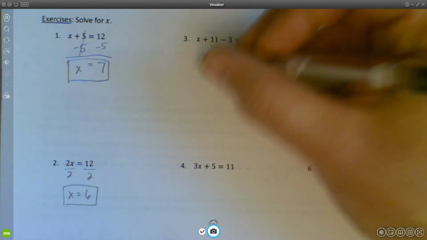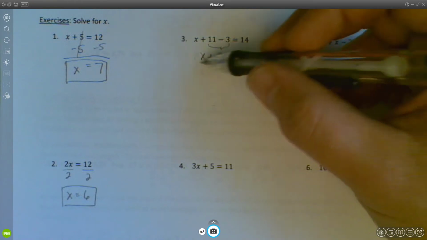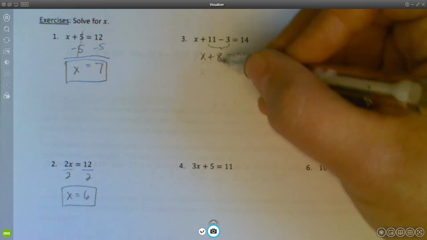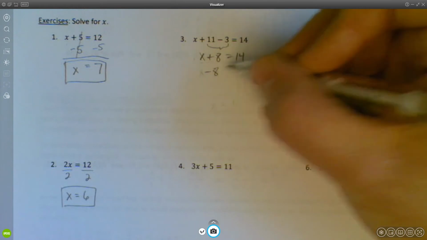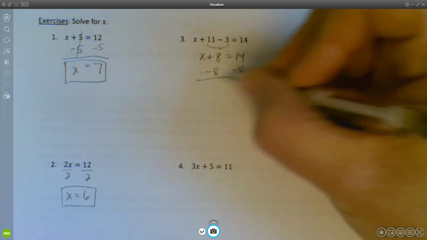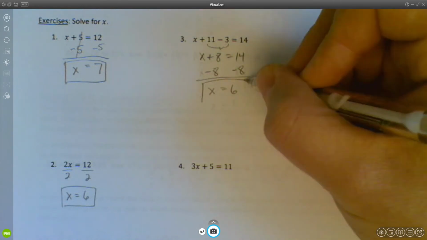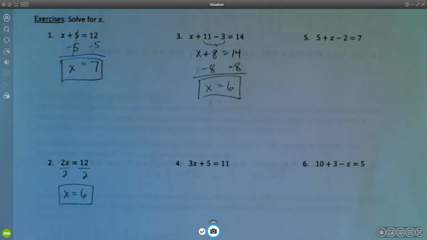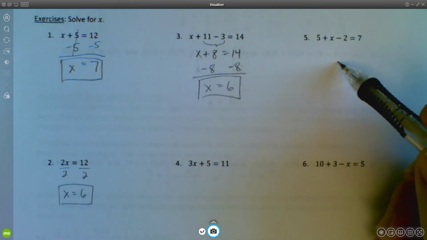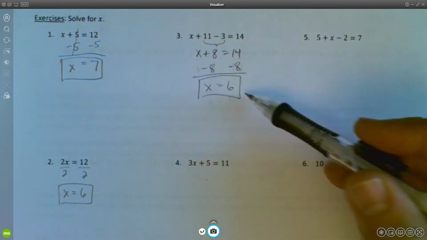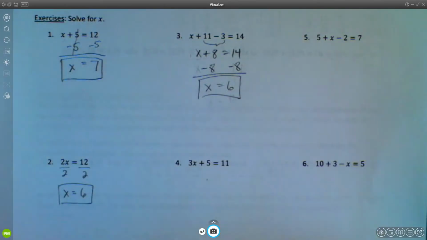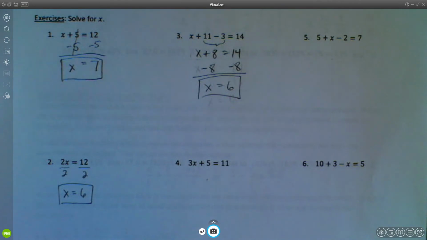And then I can go ahead and try to solve for x. I'm adding 8 to x, so I need to undo that by subtracting 8. So I subtract 8 from both sides, and I get x equals 6, just like before. Okay. So with that in mind, go ahead and try out number 5. We'll come back to number 4 in a second, but go ahead and try number 5 on your own. Give the video a pause, see if you can end up with the correct answer.